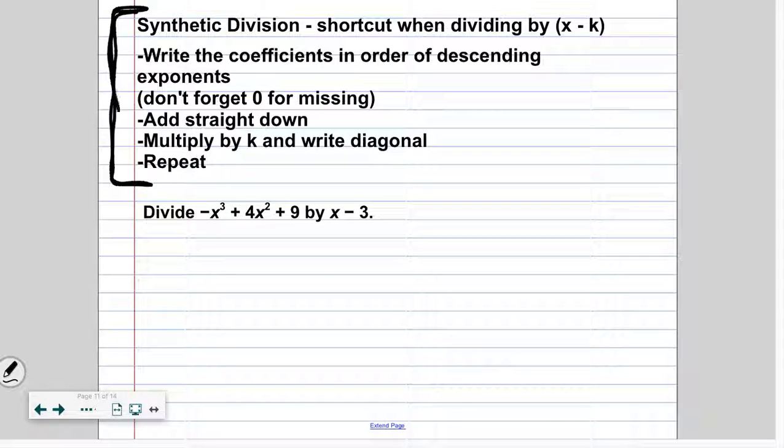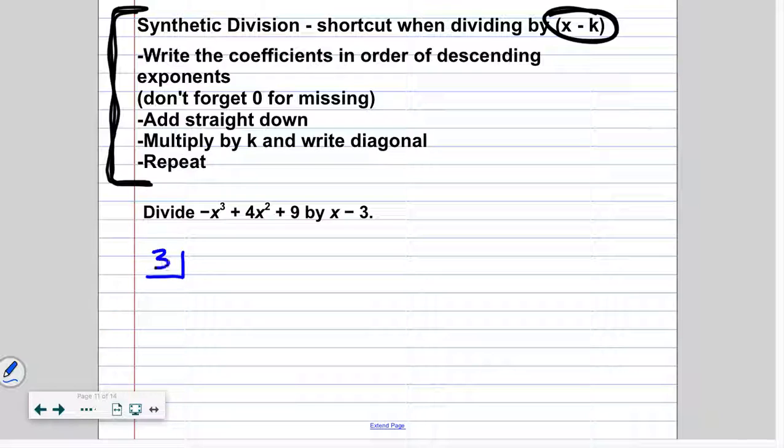There's the steps if you need to actually look at them and see what's going on. Again, synthetic division, the key is you've got to divide by x minus k. There has to be just an x there. So let's do this problem: negative x cubed plus 4x squared plus 9, divided by x minus 3. What number goes in the box?